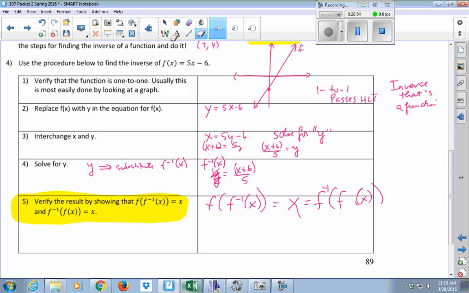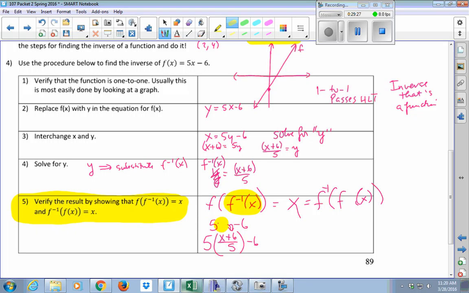Okay, so I like to do it with colors. Here's my blob. That's my input. So my f function tells me to take my blob, whatever it is, and multiply it by 5. 5 times my blob, take away 6. So now what's my blob? My blob is f inverse of x. And I think f inverse of x is this thing called (x plus 6) divided by 5. So I replace my blob with the algebra.